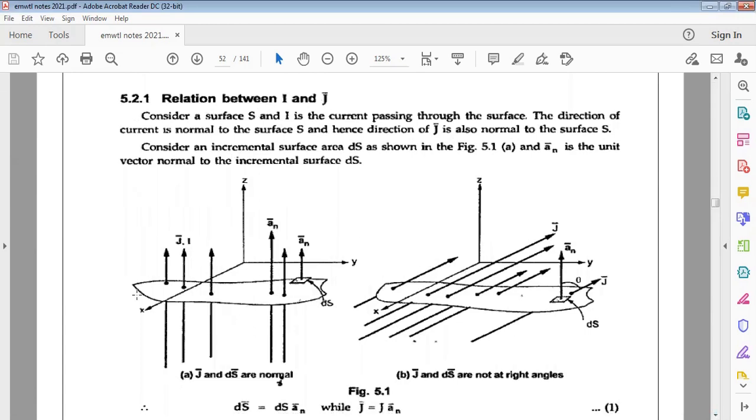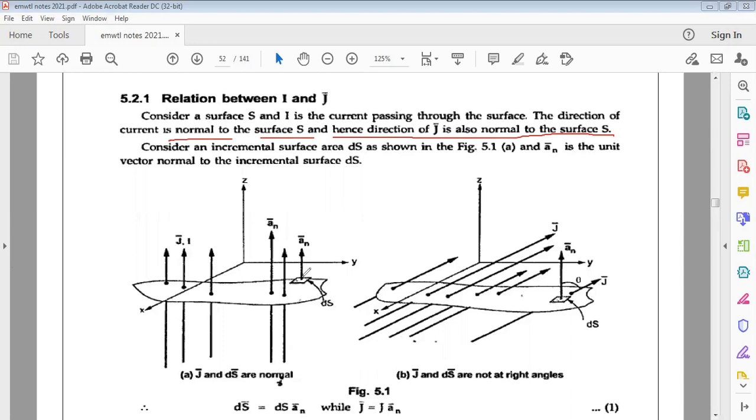Consider a surface S. I is the current passing through this surface. The arrow mark showing upwards, that is in the an bar direction, shows the current passing through that surface. The direction of current is normal to the surface S, and the direction of J bar is also normal to the surface S. So in both cases J bar and ds bar are normal.